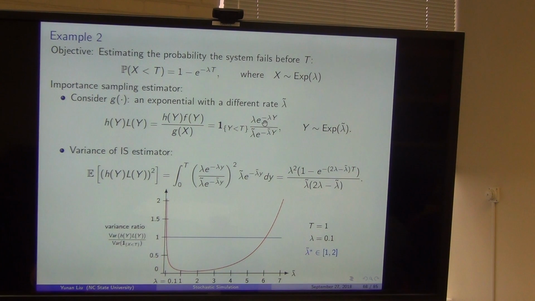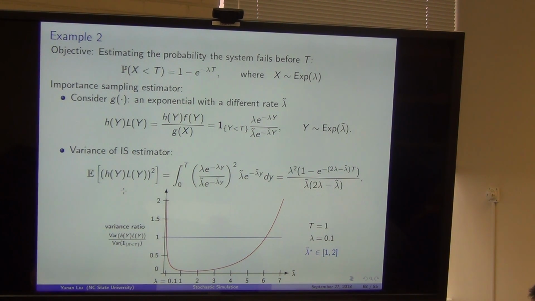Okay. That's this. Let's estimate the variance of the importance sampling estimator. Let's estimate the variance of this. In this case, we can compute it. To compute the variance, let's compute the second moment first. We don't have to compute the first moment because we know this is an unbiased estimator. We know the mean is equal to this. Let's compute the second moment.